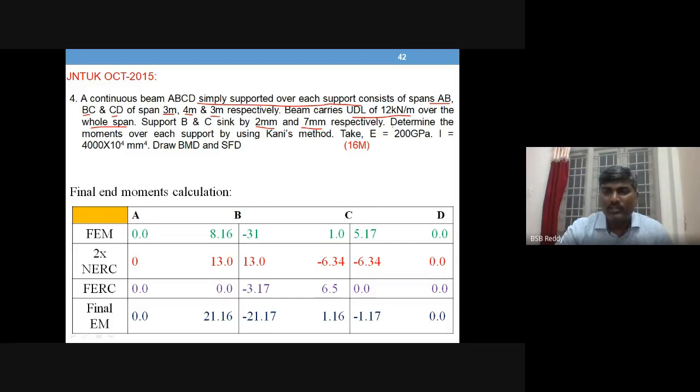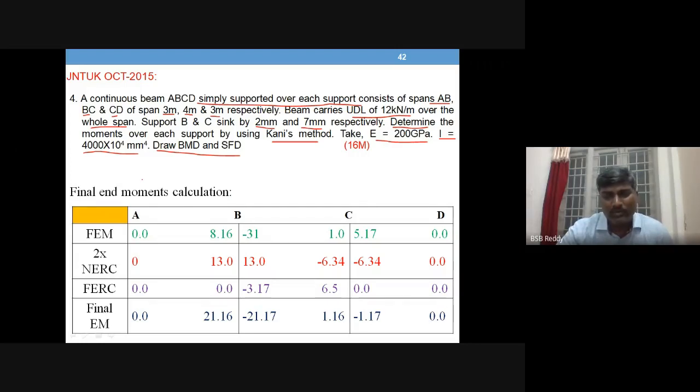Then solve this problem by Kani's method to determine the moments over each support. As the sinking is involved, you need Young's modulus and moment of inertia values. So take these values: Young's modulus 200 gigapascal, moment of inertia 40 into 10 power 4 mm power 4, and draw BMD and SFD.